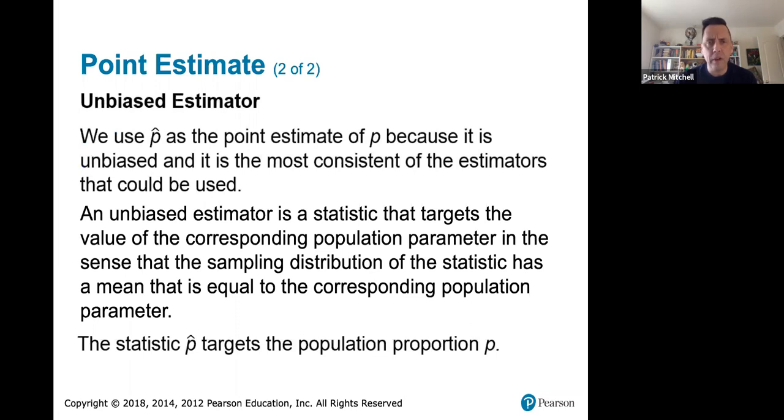We don't really need to spend a lot of time on biased versus unbiased estimators. This is basically saying that if you look at the sampling distribution, remember, back in section 6.4, we talked about the sampling distribution of the mean. P hat, the sample proportion, also has a sampling distribution. And we say that p hat is an unbiased estimator because its distribution has the same mean as the population parameter.